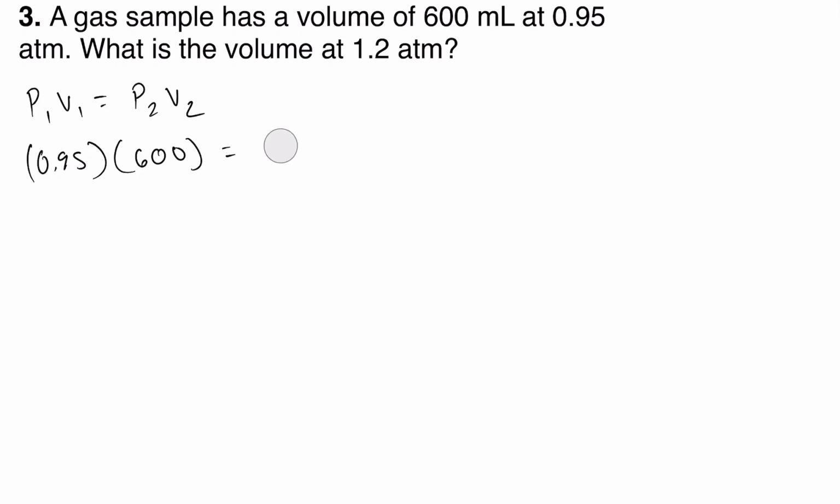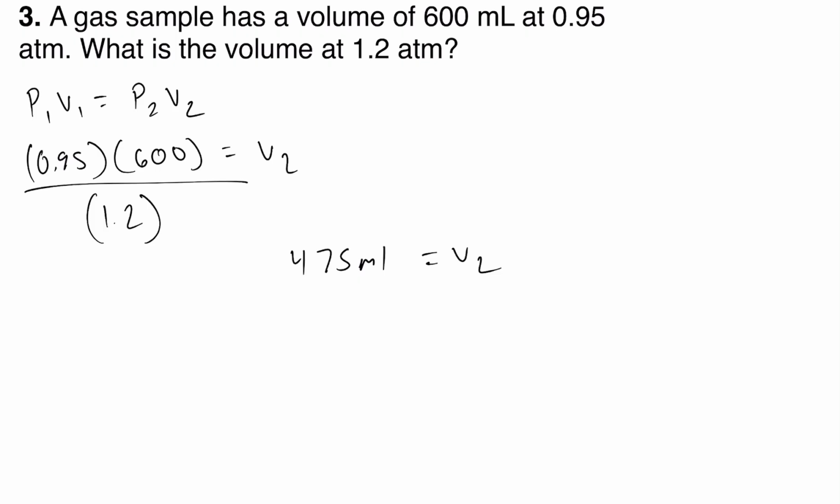So actually what we can do, since we're isolating for V2, we can just leave V2 over here. And for P2 here, we'll put 1.2 atmospheres. And so we said the volume has to decrease. And when we plug this into the calculator, we're left with 475 milliliters equals our final volume, which in fact decreased from the original 600 milliliters we had. So Boyle's law once again was followed here.